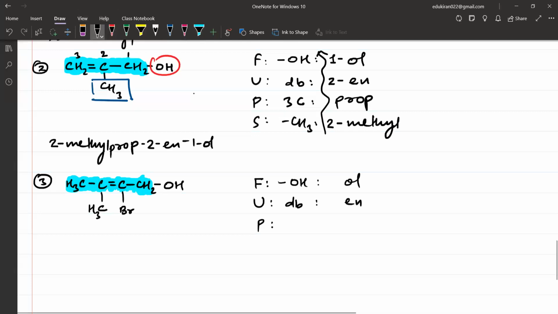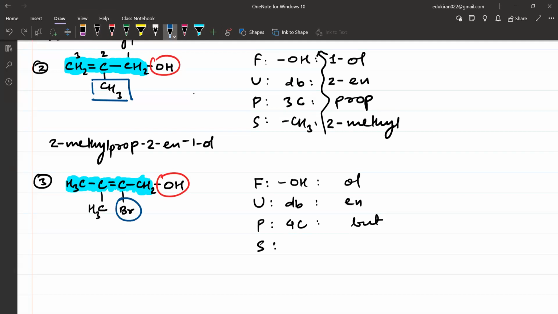And we have already done OH. Now we have also identified the parent carbon chain. The parent is how many carbon? 1 2 3 4. 4 carbon means but. And then you will see substituents: is there anything remaining? Yes, there are remaining things. So we have bromo remaining and we have CH3 remaining. CH3 is methyl and Br is bromo.